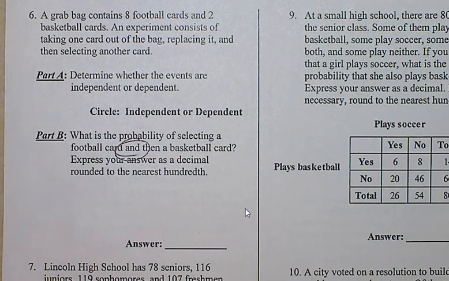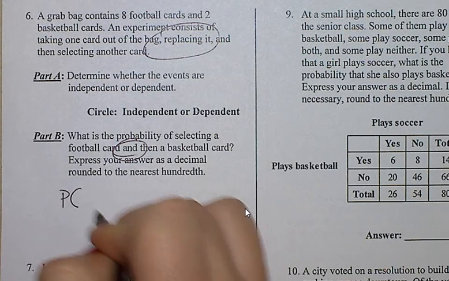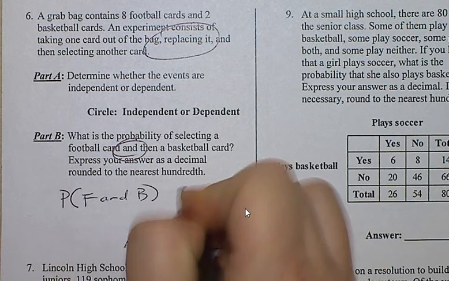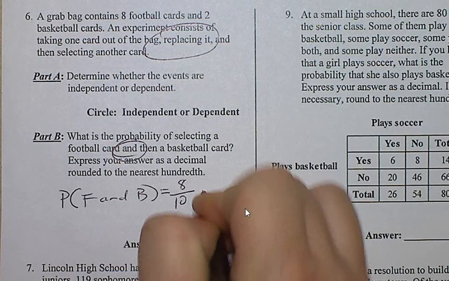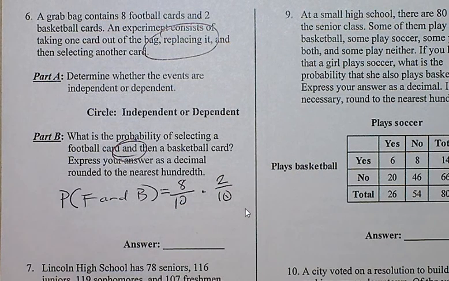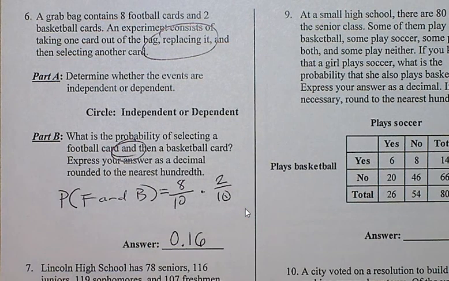And statements, what do we do? We multiply. Because we're replacing it, we can do the probability of football and basketball. So probability of football is 8 out of 10 times the probability of basketball is 2 out of 10 because it was replaced. Then it asks us to round our final answer to the nearest hundredth, which is 0.16. Thumbs up or thumbs down right now?